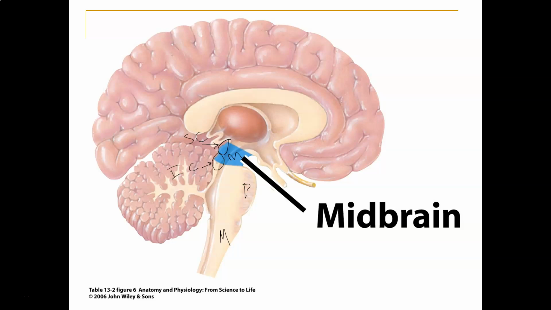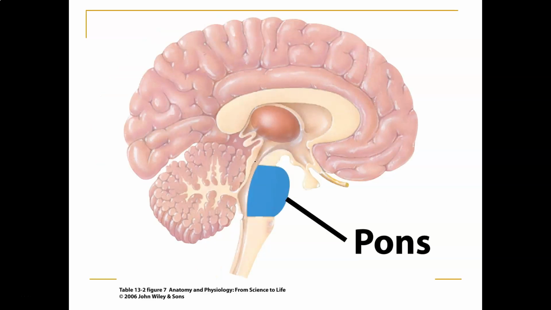You might see them in your book referred to as the corpora quadrigemina. Corpora means bodies, quad means four. So that's the fancy name for them collectively. You're just seeing two here, but remember this is half the brain. In the other half, there's another superior and another inferior colliculus, hence four bodies. Then on the ventral side of the midbrain, you have what's called the cerebral peduncle. That's primarily myelinated fiber tracts.